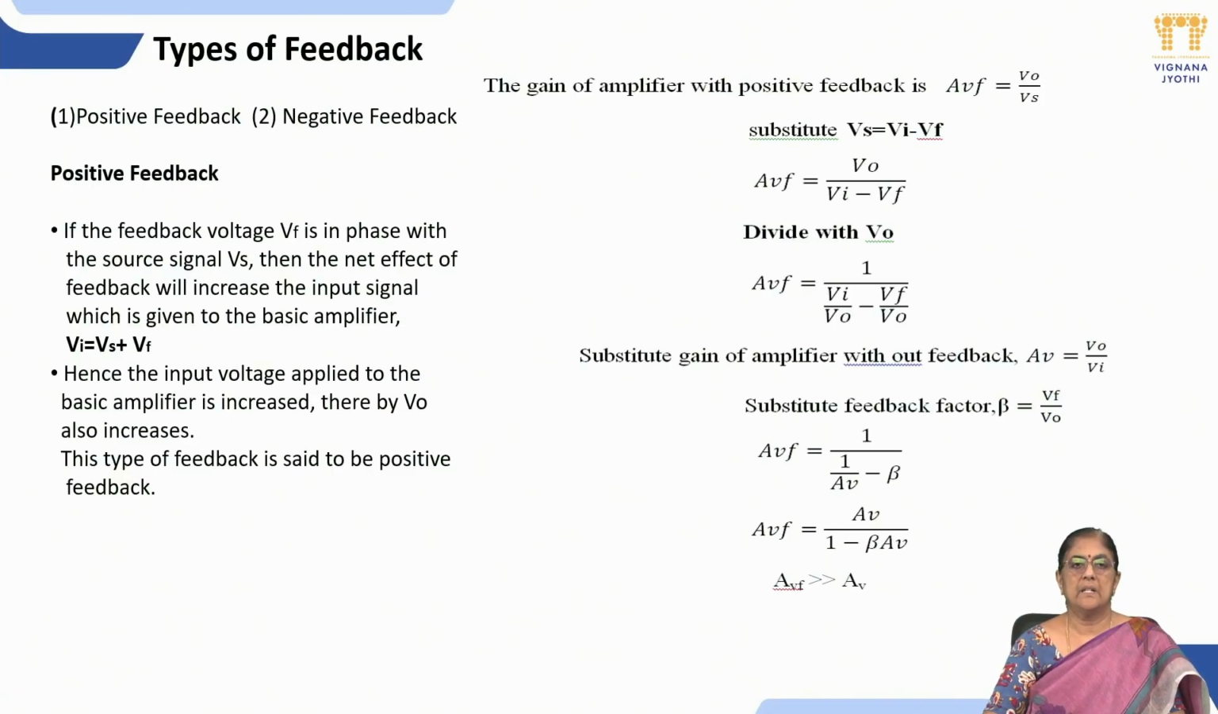So next we will learn about the types of feedback. There are two types of feedback. One is positive feedback and another one is negative feedback. First we have to learn what is meant by positive feedback.